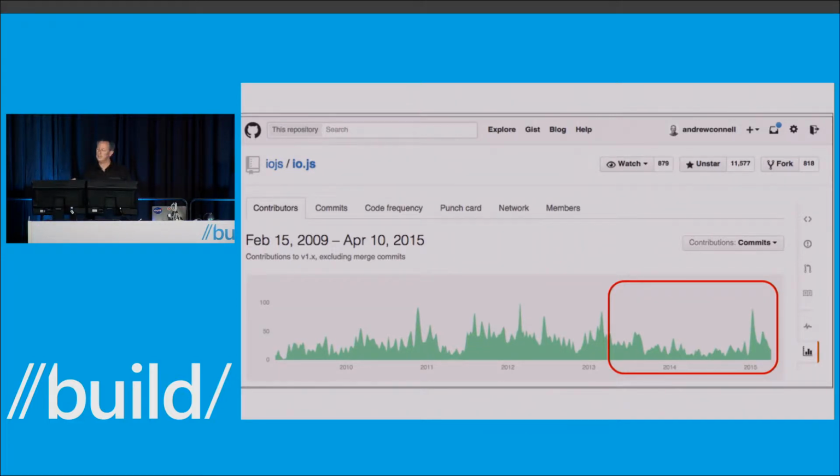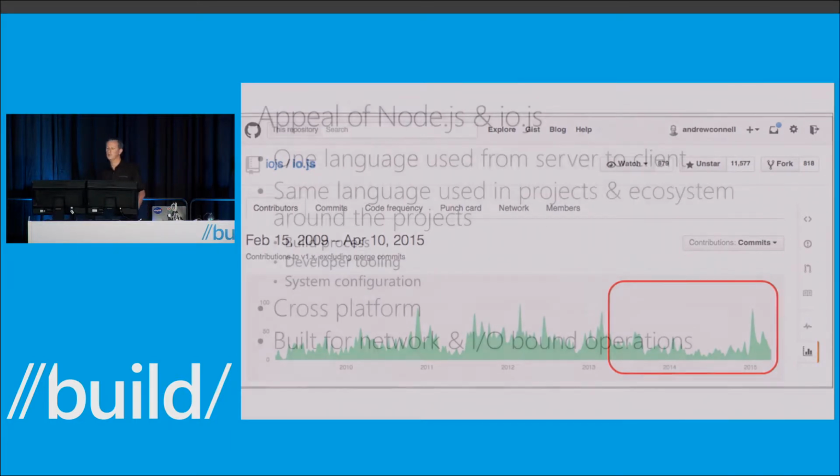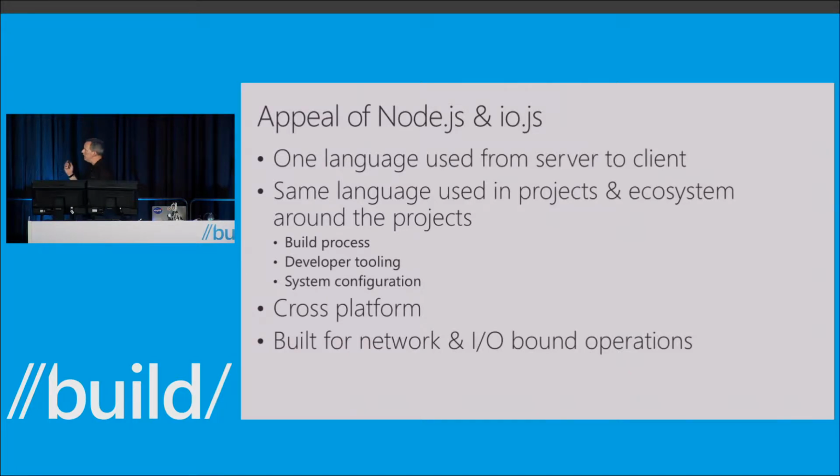So I think the numbers kind of speak for themselves. Where's all the innovation happening? Again, you just make up your mind which one you want to use. I've talked a little bit about this already. What's the appeal of Node.js and IOJS? Again, one language used from server to client, top to bottom. I like that. Same language used in your projects and in the ecosystem around all the projects.